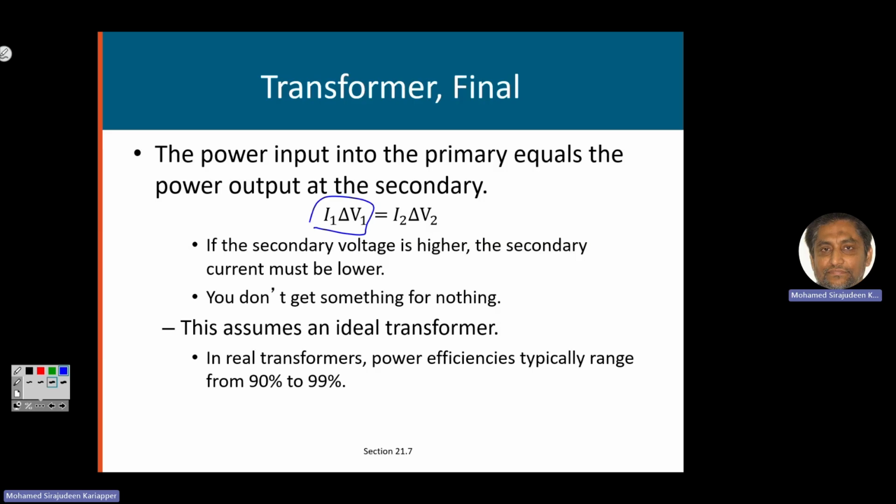This is the power on the primary coil. This is the power on the secondary coil. If there are no power losses, though there can be power losses due to heat and so on, if we ignore the power losses, then it is the same power on both coils. The output doesn't have bigger power. It will be the same power. So what happens? If delta V is greater, it will make the current smaller. So the product must be the same. We don't get something for nothing. So although the voltage increases, the current will decrease to keep the same product.